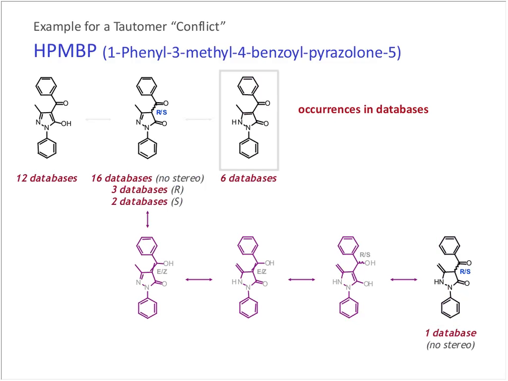So we have analyzed different databases where these different tautomers are present. We found that this structure, number 1, or tautomer, is present in 12 databases, and this structure without defining the stereochemistry is present in 16 databases. If the stereochemistry is defined as R, then it is present in 3 databases; if it is stereochemistry S, it is present in 2 databases, and this is present in 6 databases, and this molecule is present without stereochemistry. Some molecules are not present in any of the databases. And what are those different databases?